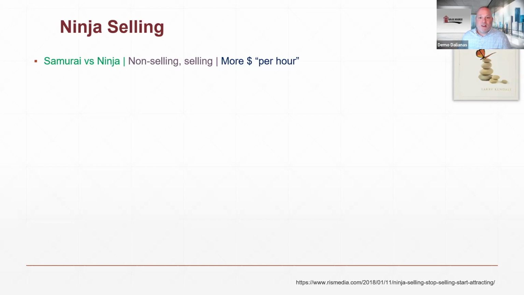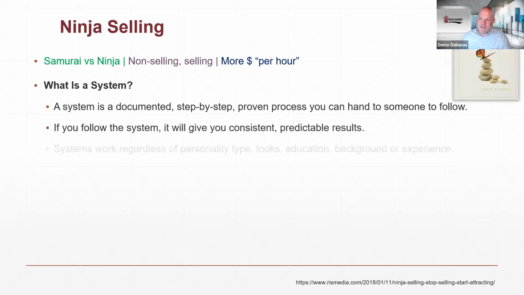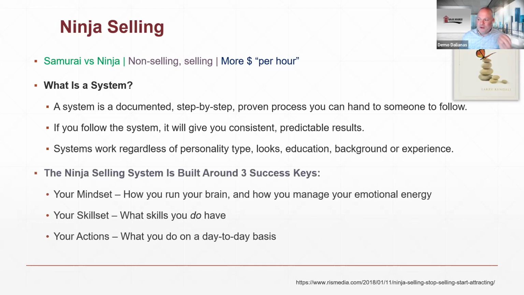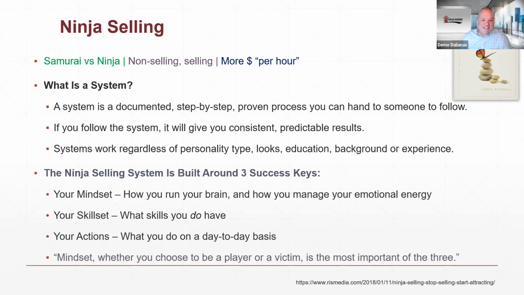And then his whole thing is more dollars per hour, or like we talked about earlier, more time, more money, more dollars per hour for your time, right? Through being able to do some of these processes. And he really does break down what he calls a system, right? Step-by-step, proven. If you follow it, you're going to get predictable results. And it works regardless of who you are. And then he talks about it being built around three things: your mindset, how you run your brain, how you manage your emotional energy, your skills, and your actions, what you do day to day. And what he says in there is that the mindset, whether you choose to be a player or victim, is the most important of the three, right?